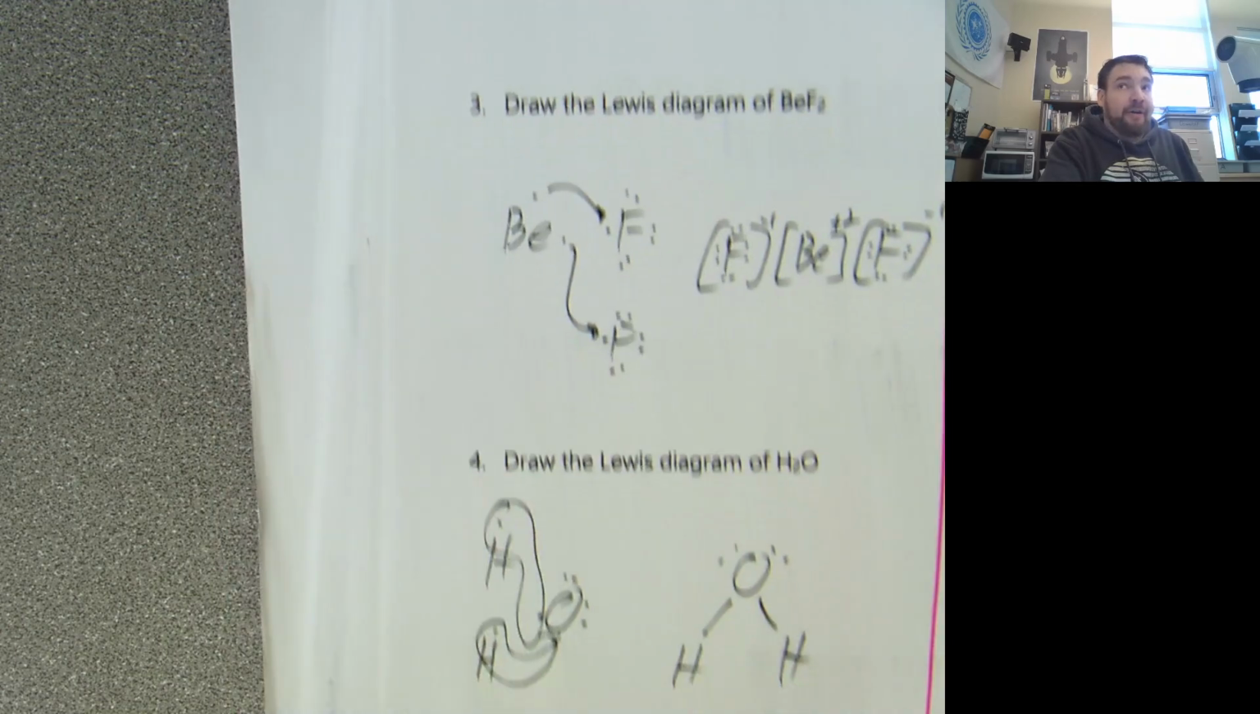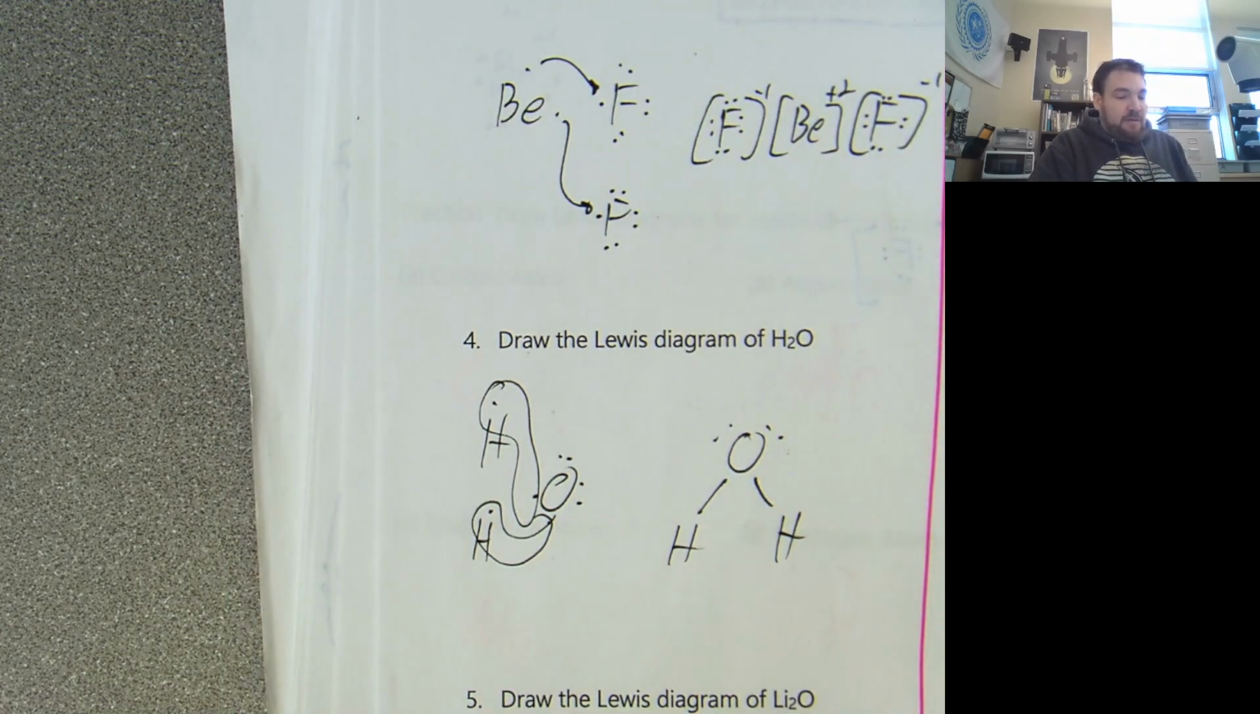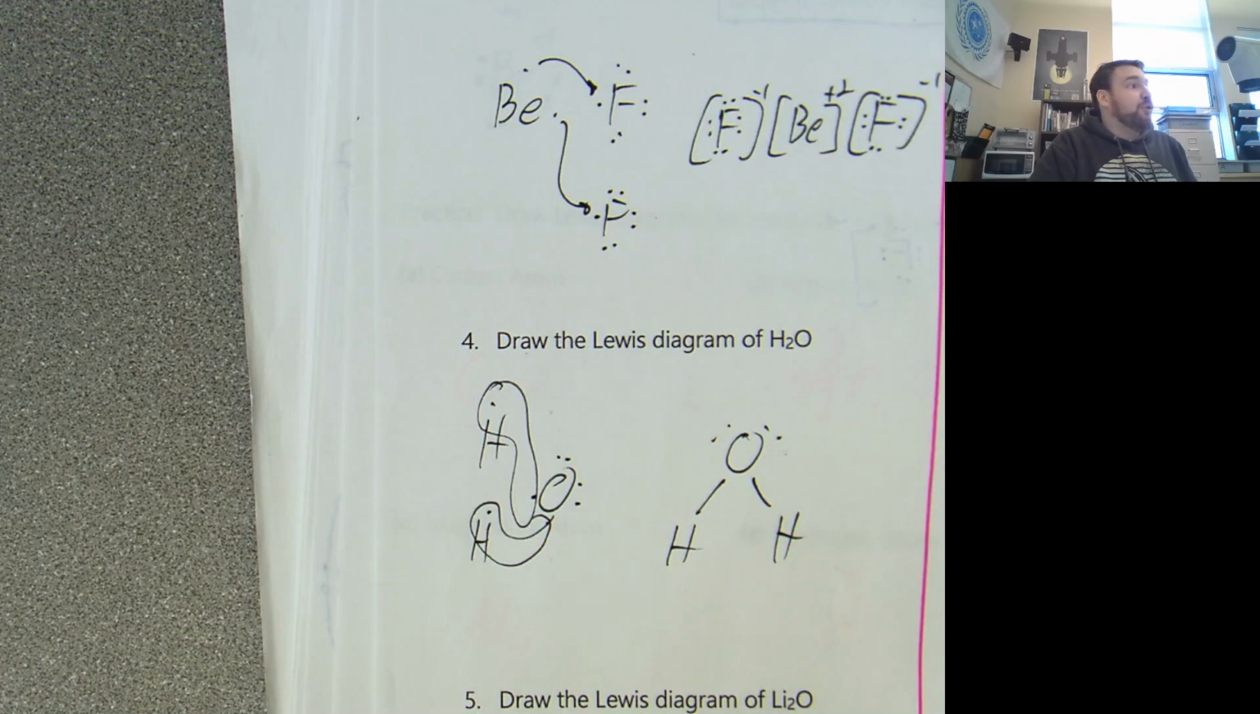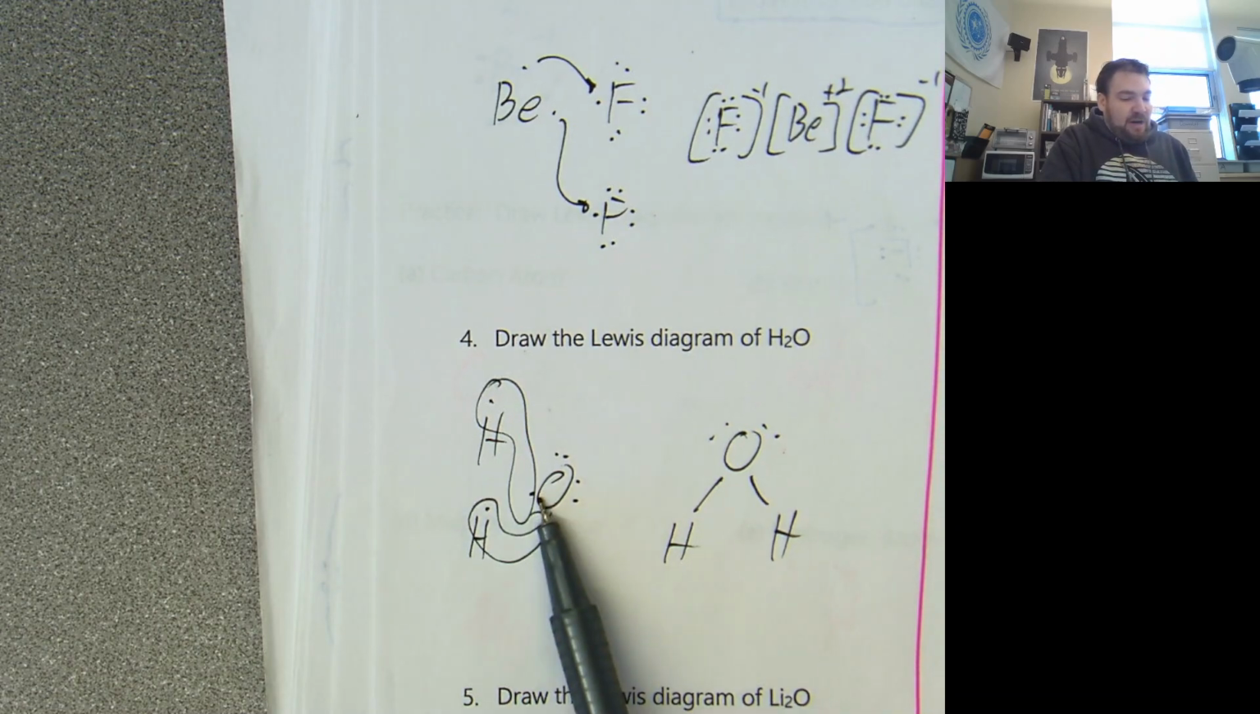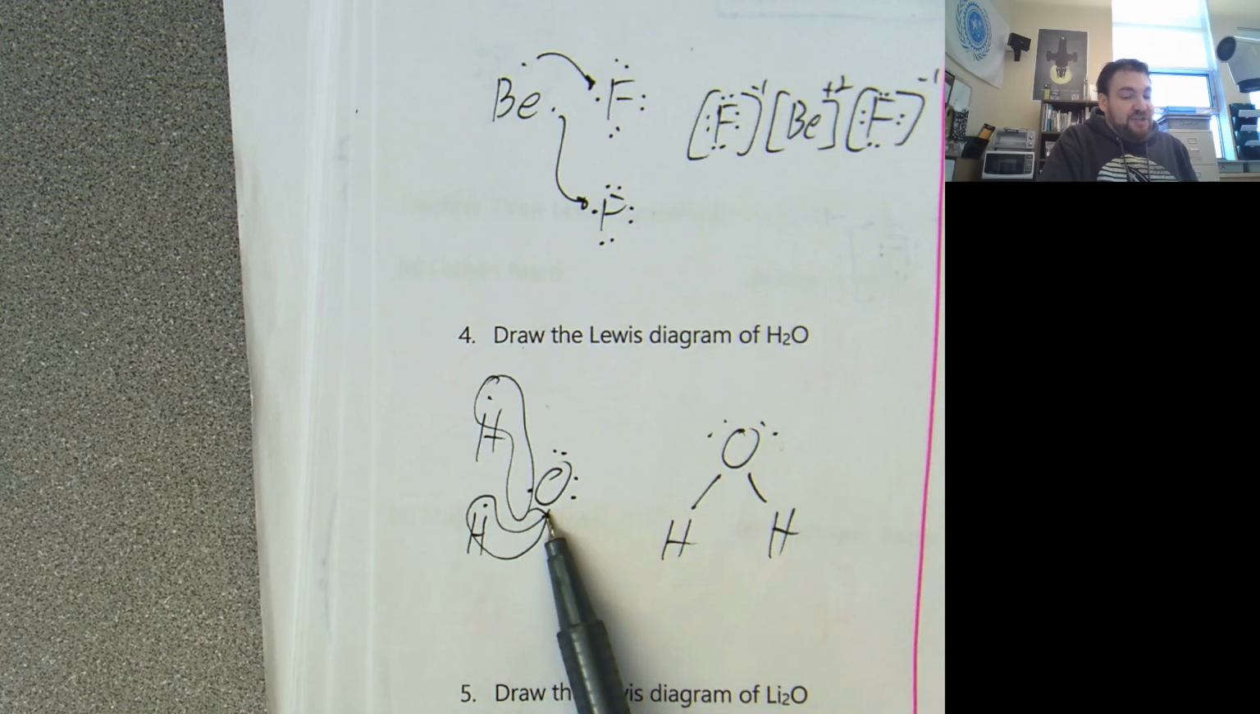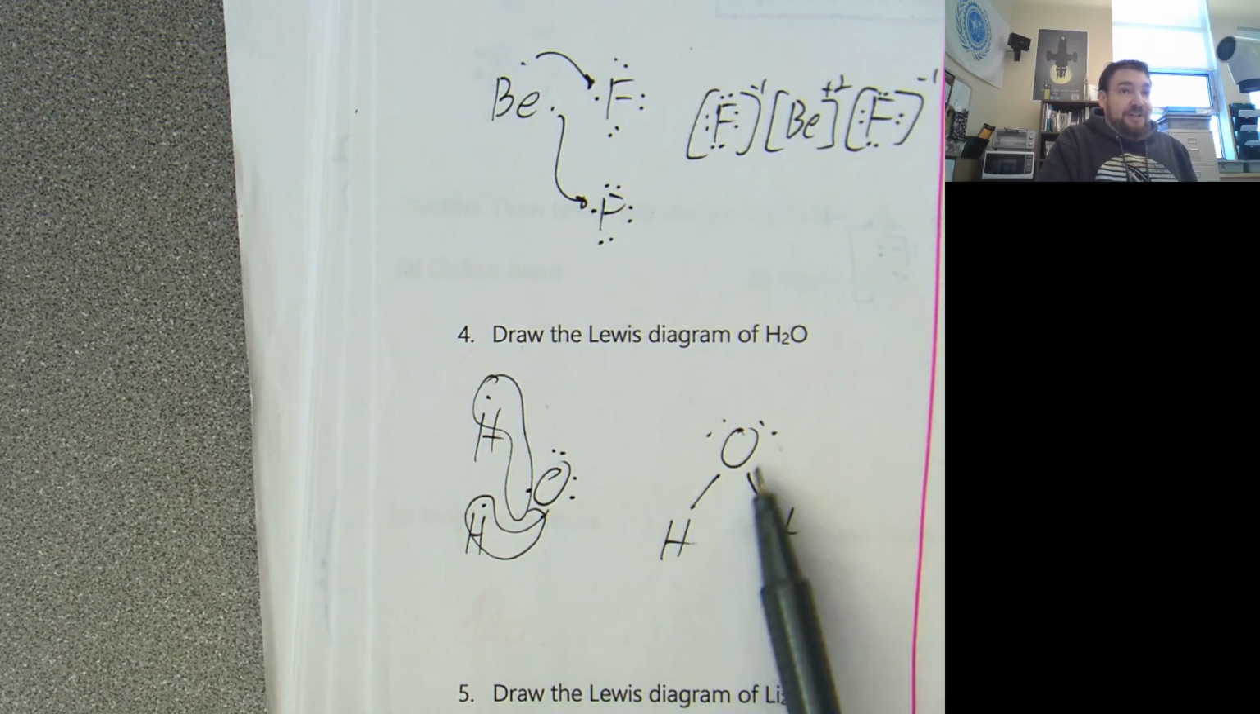The next one is water. When you've got more than 2 in a covalent, you need to make sure that you're grouping the right ones. If you group the 2 hydrogens together, then the oxygen gets left out. So 1 hydrogen needs to group with that oxygen, this hydrogen needs to group with that oxygen, and you get something that looks like that.